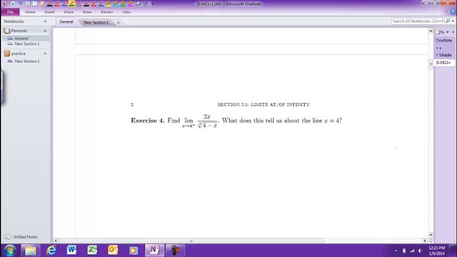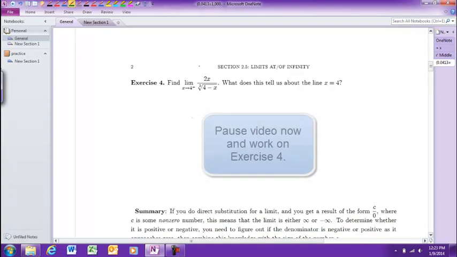So go ahead and pause the video now and try to look at this exercise, exercise 4, and figure out what that limit is going to be. It's either going to be positive infinity or negative infinity, and you need to figure out why. And then what does that tell us about the line x equals 4? So pause your video now and work out exercise 4.